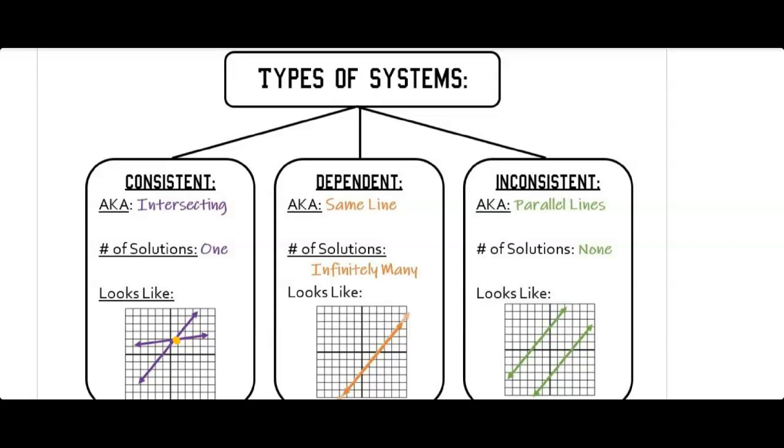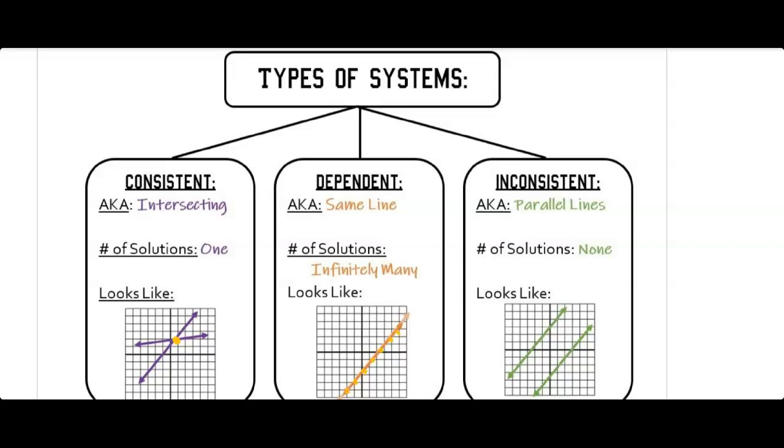The next type is a dependent system. And this is the same line. So it's dependent because they depend on each other to be the same. And in this case, the lines are the same, so they intersect each other everywhere. So if you were to graph those 2, you'd graph the first one, and then the second one would be graphed right on top. So they're gonna intersect everywhere, which makes infinitely many solutions because those 2 lines are sitting on top of each other.